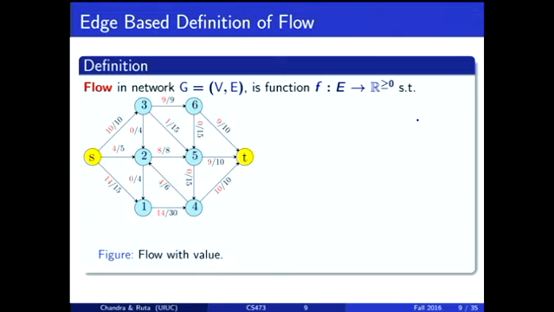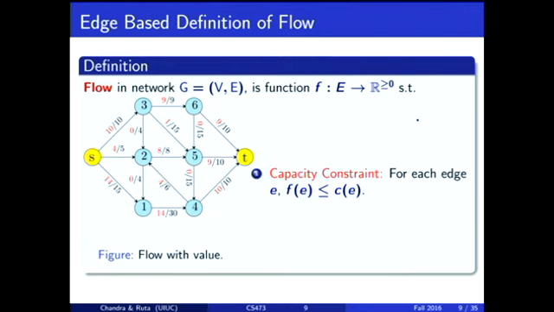So what is the edge-based definition of flow? Flow, formally speaking, is the following thing. It's a function that assigns to each edge some number. Think of it as how much traffic is flowing on that edge. And it has to satisfy two natural constraints that we would want something traveling in a network to satisfy. One is that the flow on an edge is no more than the capacity of the edge. This is how much information is flowing on that edge, so it can't be more than the capacity of that edge. For every edge that is true.